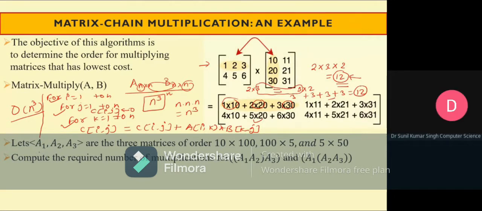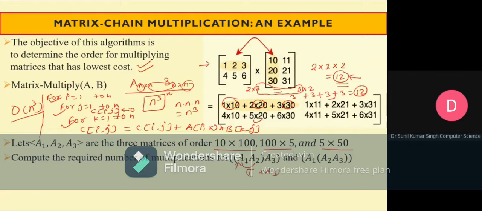Now look at the example. This is the objective of matrix chain multiplication. It will be more clear; let me discuss the example first. Suppose these are the 3 matrices given, A1, A2, A3, and their orders are 10 cross 100, 100 cross 5, and 5 cross 50. First we multiply in this order: first A1 and A2, and whatever solution we get, let's call it T, and then T will be multiplied with A3.